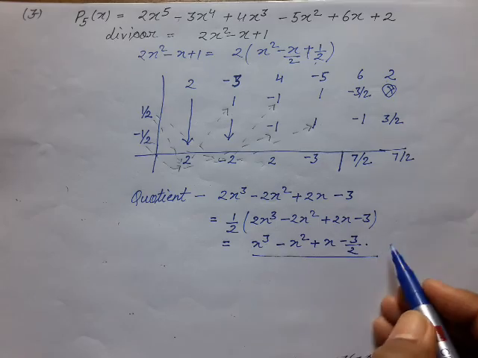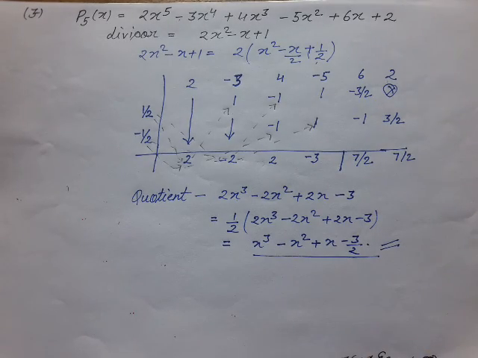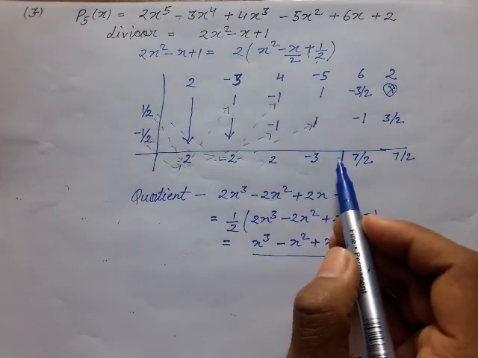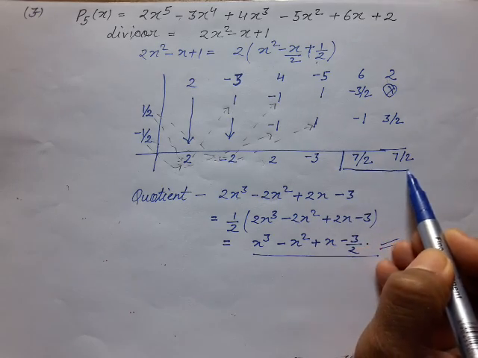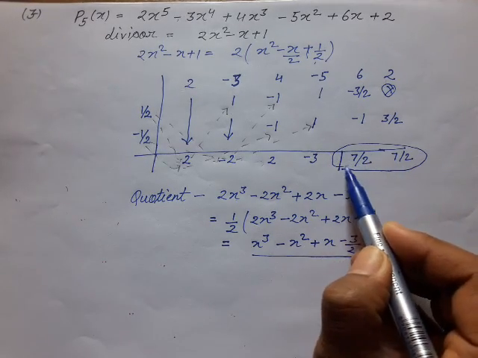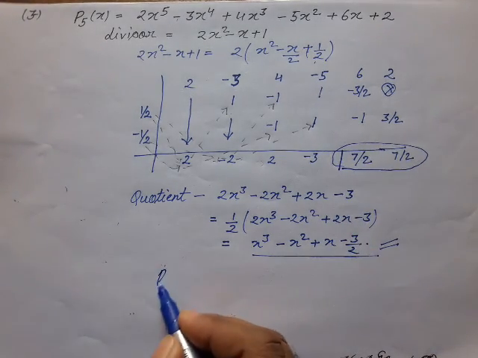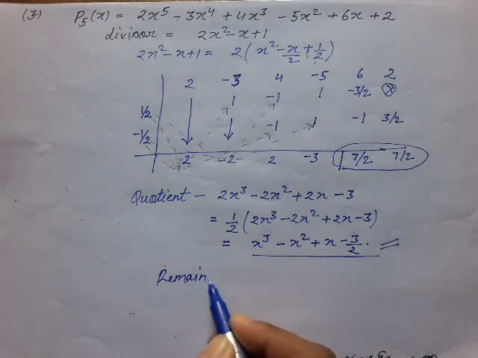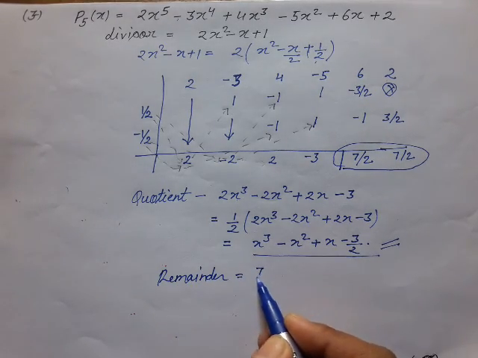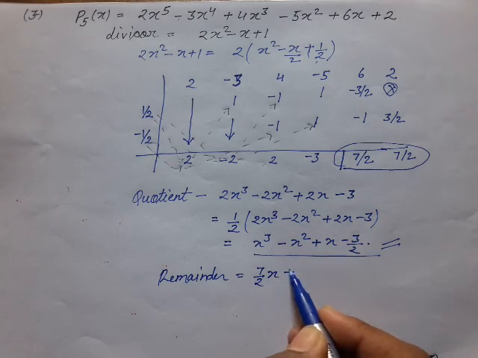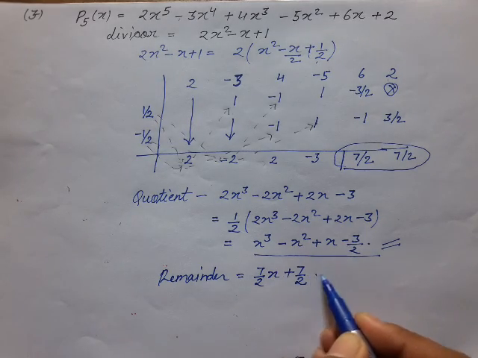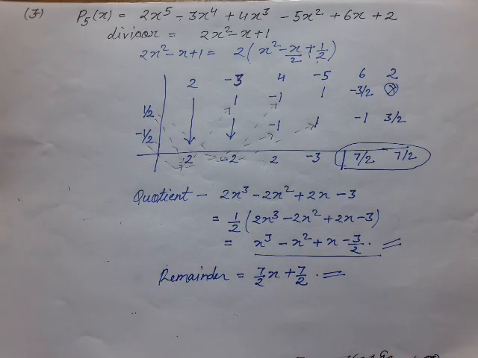This is our final quotient for this polynomial, and you can see that there are 2 terms remaining, so this should be a polynomial of 1 degree, and our remainder will be 7 by 2x plus 7 by 2. This is our final remainder.